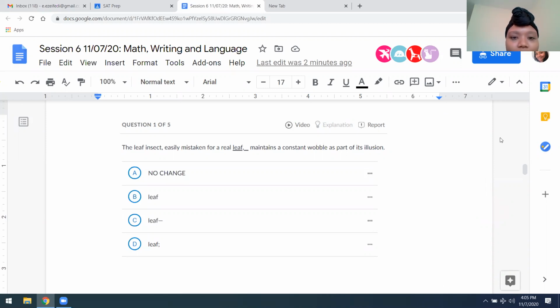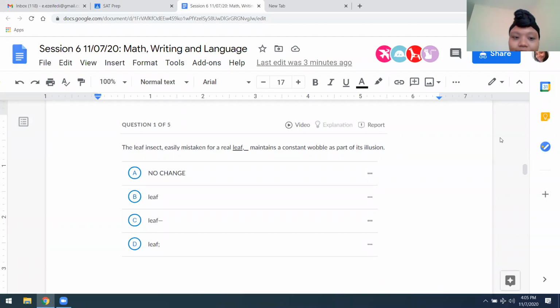So we know the phrase, the clause that is in between those commas is non-essential, because if I read the sentence without it, it'll still make sense. And I'll show you. The leaf insect maintains a constant wobble as part of its illusion. That's a complete sentence. So we know that what's added in there is non-essential. What that phrase does is it adds details, it makes it more descriptive, it gives you information, but it's not essential to this sentence having the correct grammar.